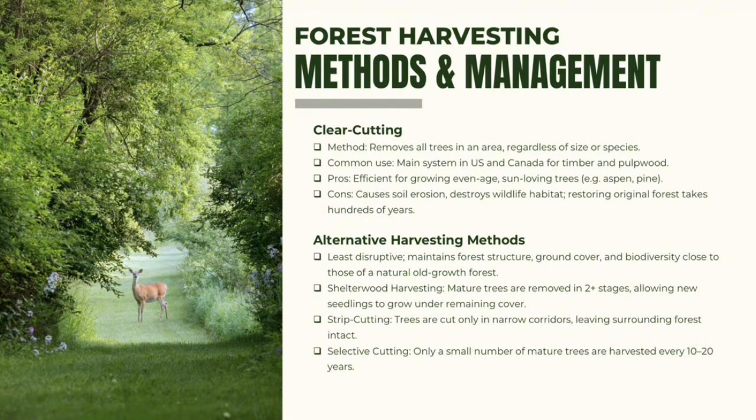And as for the last topic for my report, we will discuss forest harvesting methods and management. So the most common one is the clear cutting. This is one of the most common ways of harvesting trees. In this method, every tree in a chosen area is removed, no matter what size or kind they are. It is widely used in the United States and Canada to get wood for building or making paper.